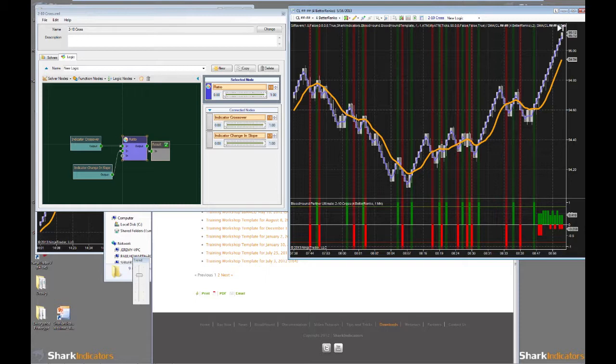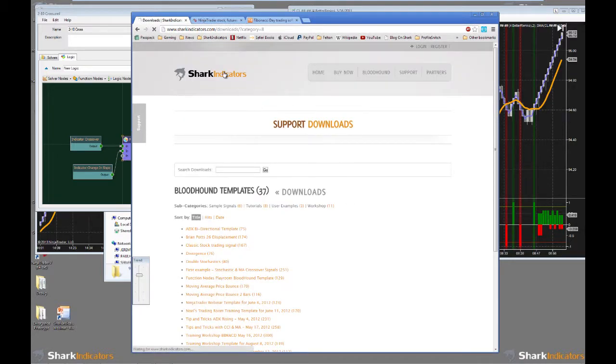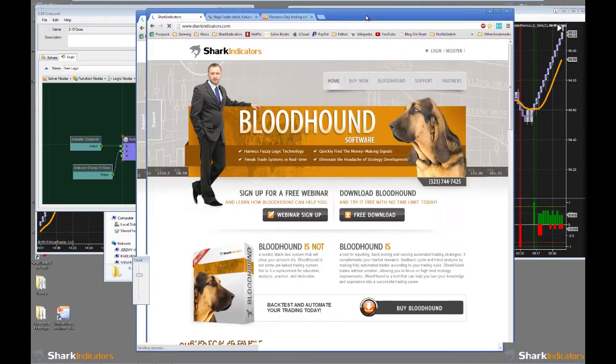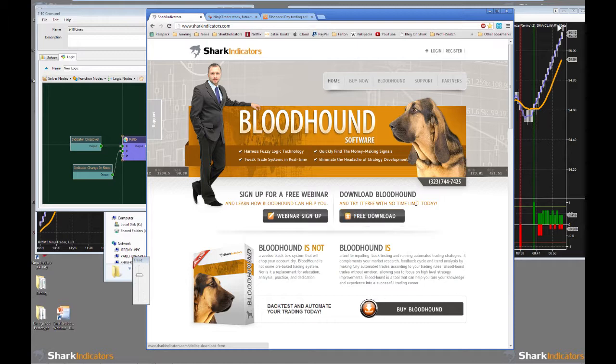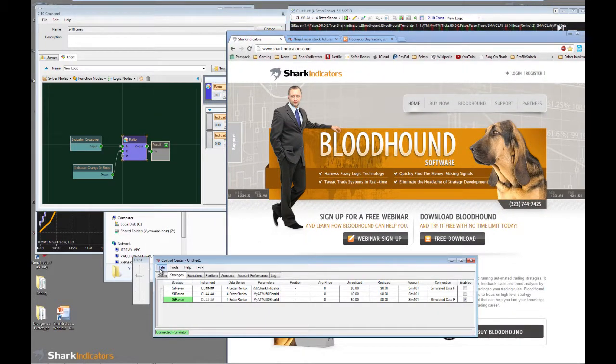Do you have a free trial? We absolutely do, Rick. So you just go right here to our main site. Free download is where it's at, and you just enter your email and you basically get a link to the download. And to install it in NinjaTrader, it's a little tricky right now, but basically you save this.